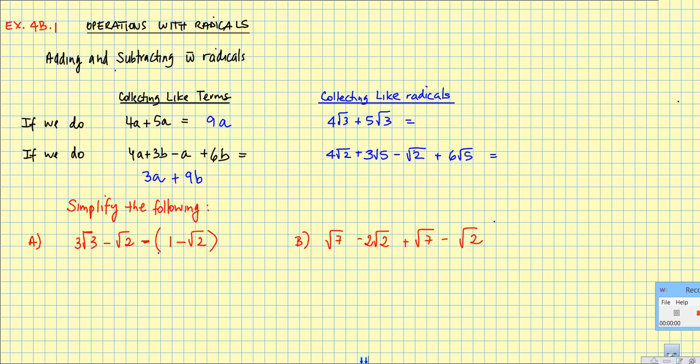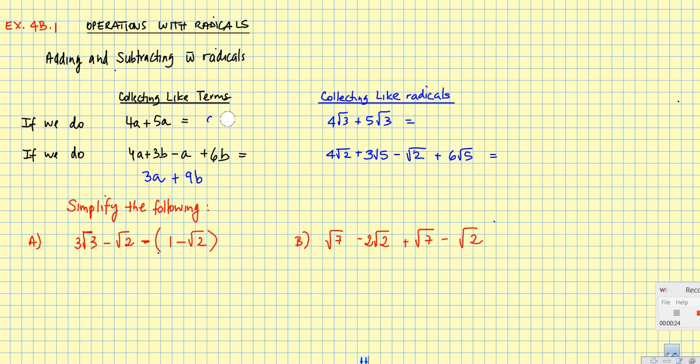Now, if we were to do 4a plus 5a, what we would end up doing is collecting the like terms. So let's just take some regular examples with variables. I have 4a plus 5a, and I see that I have the same variable, and therefore, because the variable is the same, I can collect my like terms and say that 4a plus 5a equals 9a.